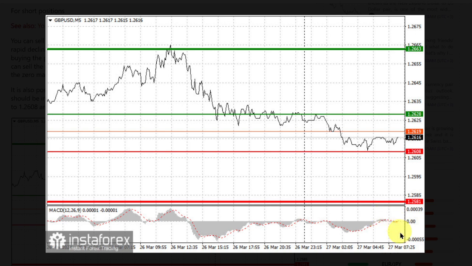It is also possible to sell the pound today after two consecutive price tests of 1.2628. But the MACD line should be in an overbought area this time, as only then will the market reverse to 1.2608 and 1.2581.